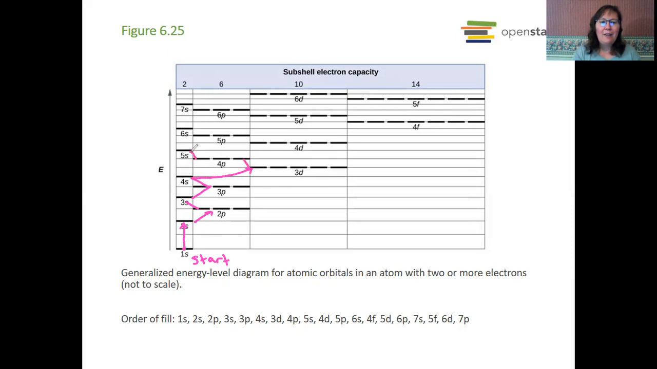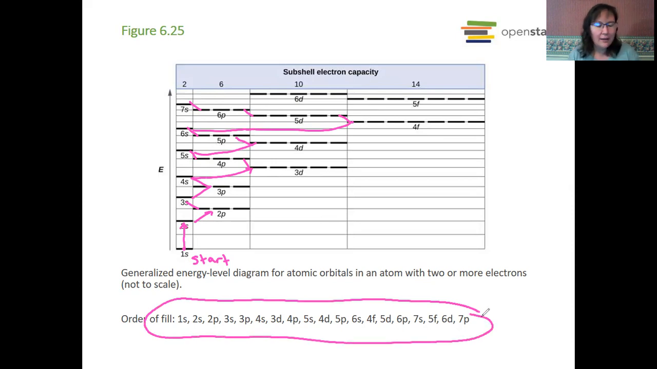And again, 5s is the next one as we go up our stairs, and then 4d, 5p, 6s. And now before we get into any of these, we come all the way over, and the next one on the list is 4f, 5d, 6p, 7s. And then you can keep on going, so forth and so forth. And down here, you can see this order of fill.